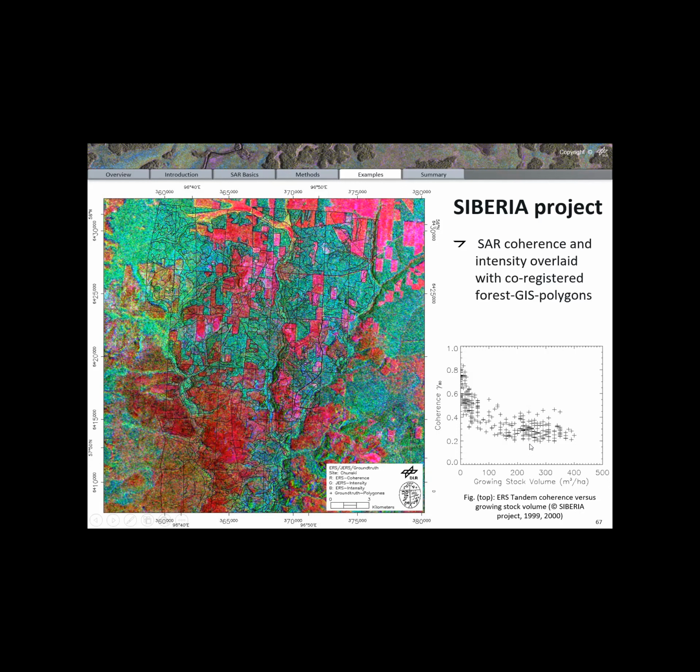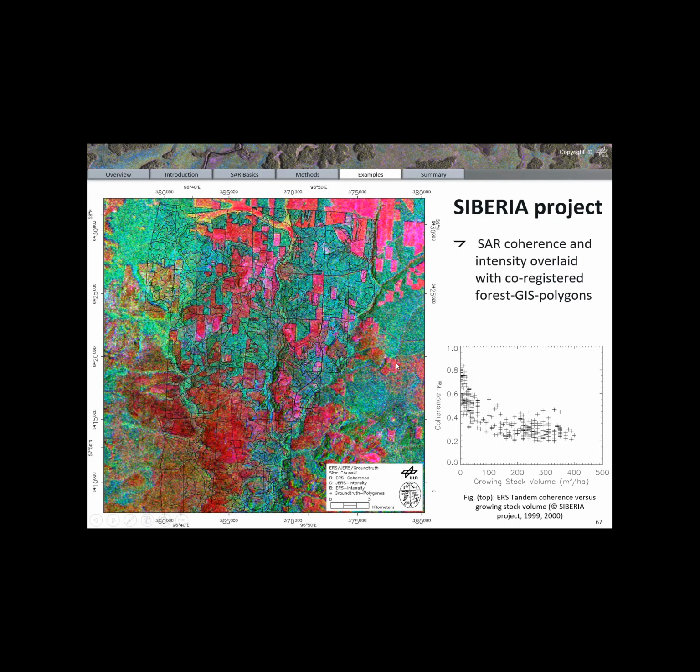Again, here you see a similar thing to what we saw before: coherence, gamma, decreasing with growing stock volume, increasing in cubic meters per hectare. And here we see the same problem, the saturation somewhere here at, let's say, 100 cubic meters per hectare. So we cannot distinguish denser forests. But this is only one interferometric pair, so it's only one coherence map, not 9 like we saw before.